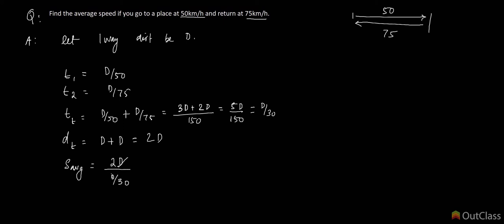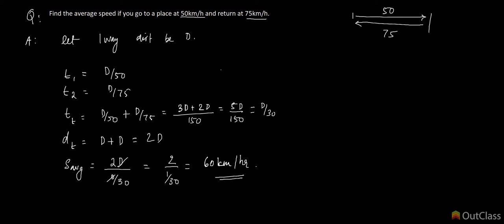Notice that the d cancels. The answer is not dependent on the distance itself. 2 divided by 1 by 30 is equal to 60 kilometers per hour. That would be how you solve this question from the fundamentals.